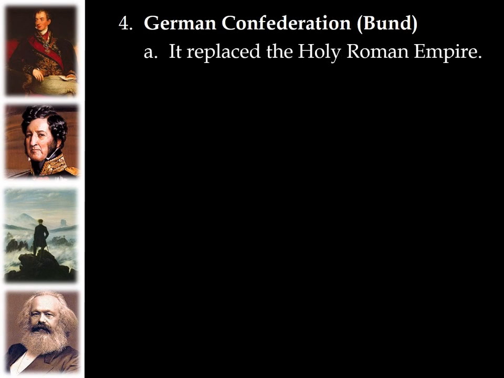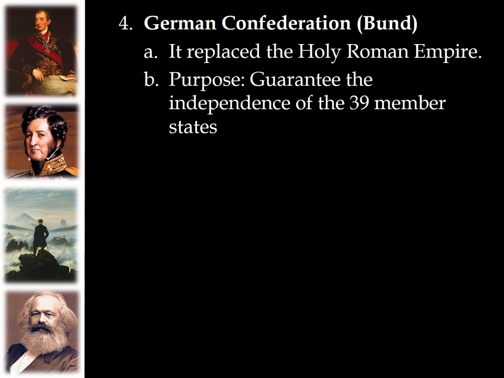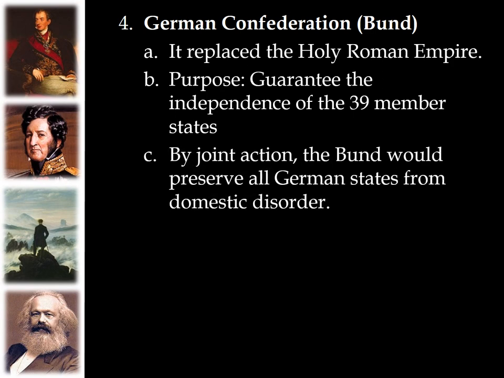The German Confederation, also known as the Bund, replaced the Holy Roman Empire that had been large before. The purpose was to guarantee the independence of the 39 member states. Now remember, this is the same reorganization that Napoleon had done when he took over Central Europe. So they maintain that same design that had been started by Napoleon. By joint action, the Bund would preserve all German states from domestic disorder. So they would maintain conservatism throughout those German territories.